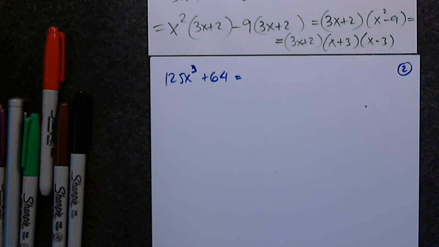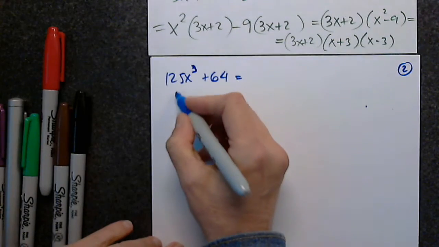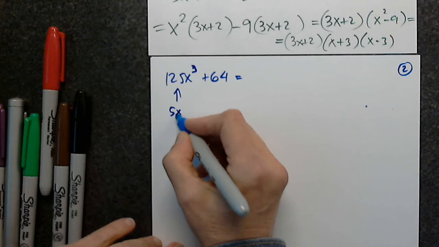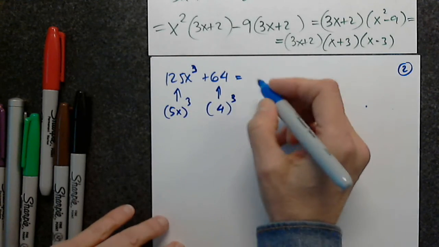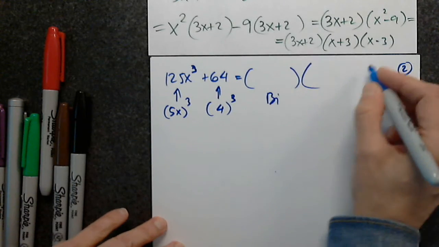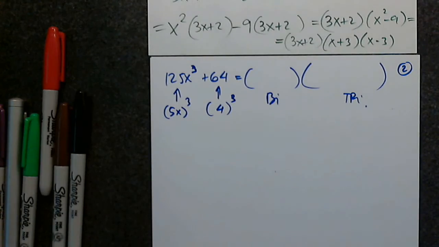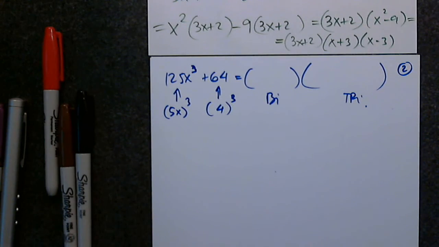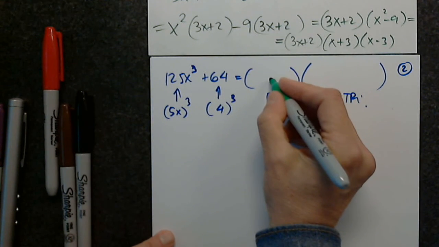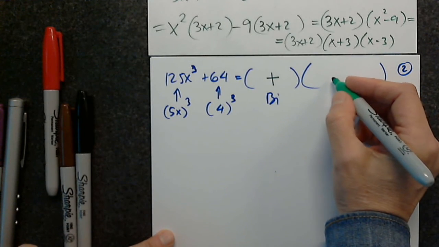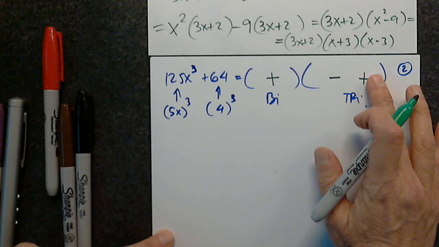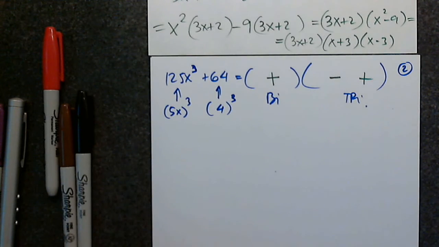So then what do I cube to get 125x cubed? 5x indeed. And what do I cube to get 64? Good. So then you will give me the binomial and the trinomial. And what is the sign inside of the binomial? It's a positive. What is the sign in the middle of the trinomial? Minus. Very good. And the last one, we don't even discuss it. The last one is always positive.